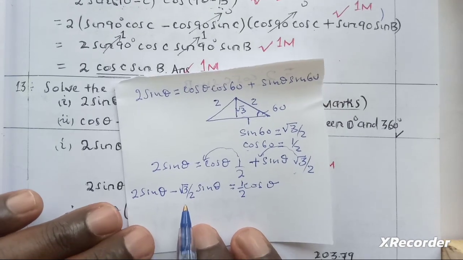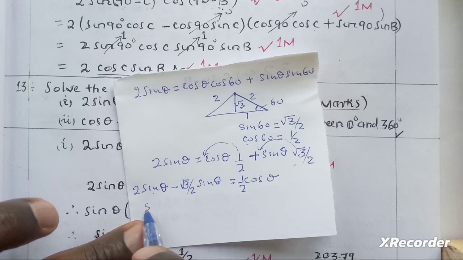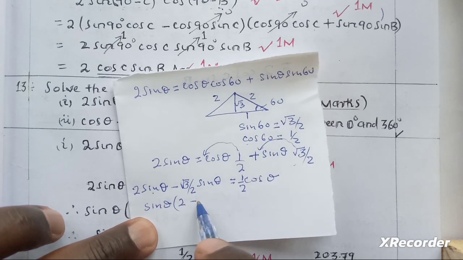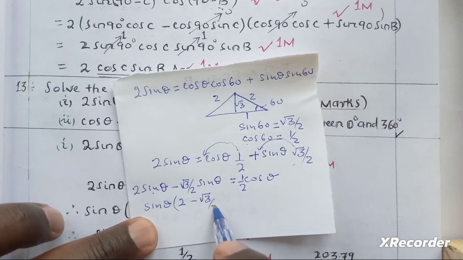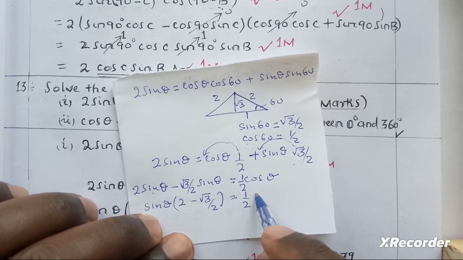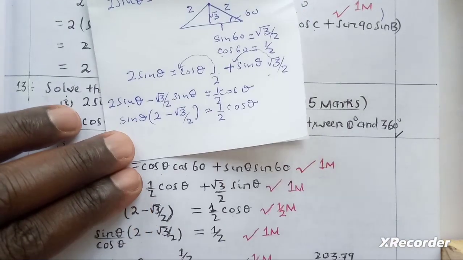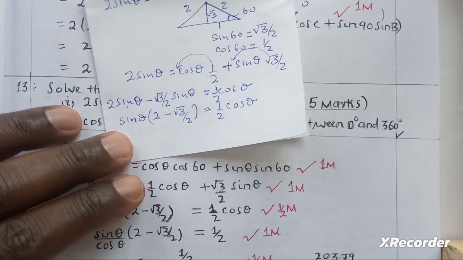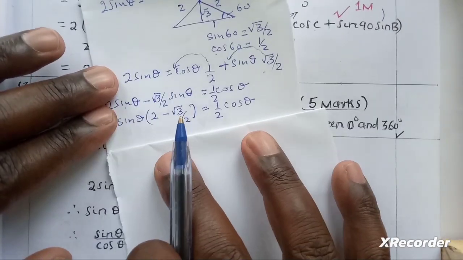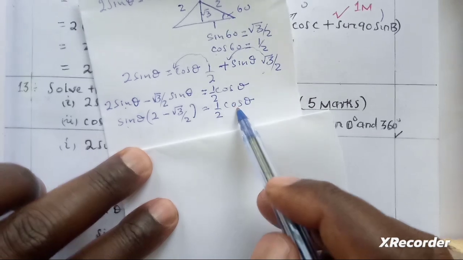So we can now factor out sin theta. Sin theta, then we remain with the 2 minus root 3 all over 2, and this one you have a half cos theta. From there, we can move this cos to this other side.